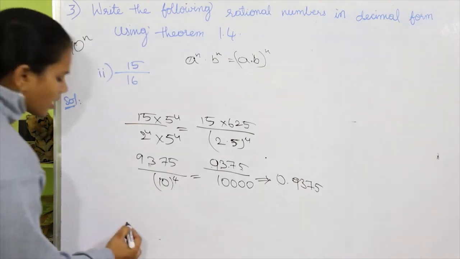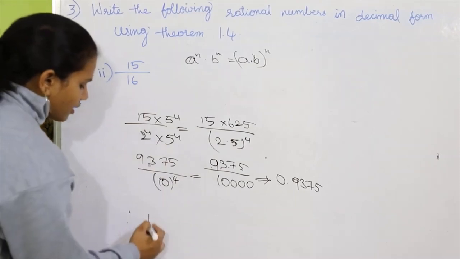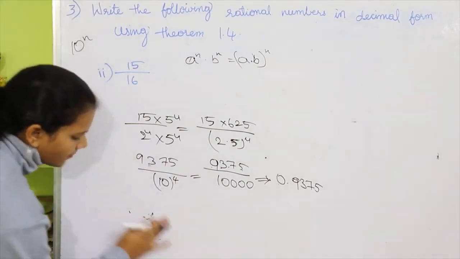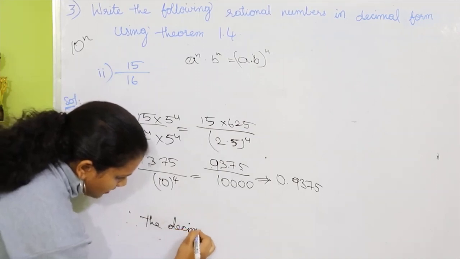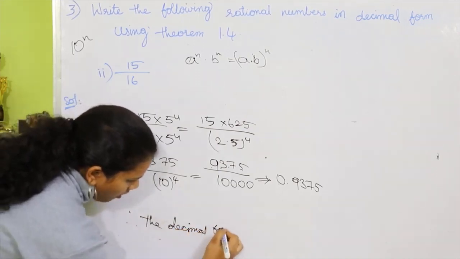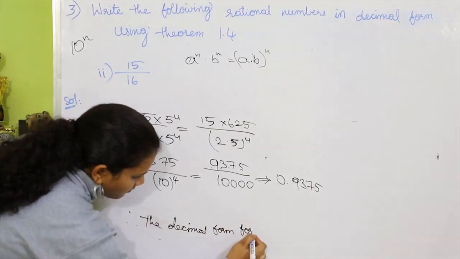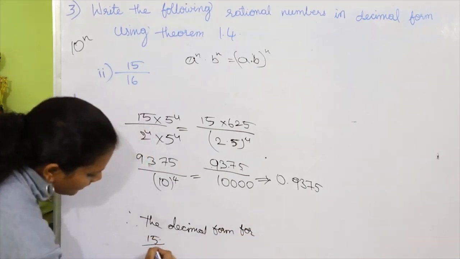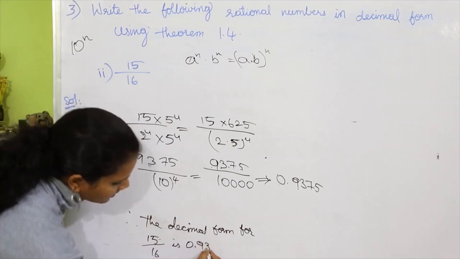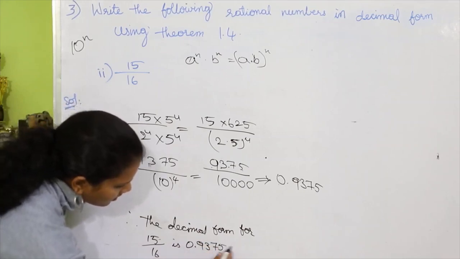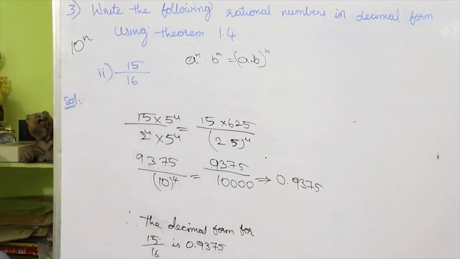So therefore, let me write it clearly. The decimal form for 15 by 16 is 0.9375. Are you getting it? Let's go for the next one.